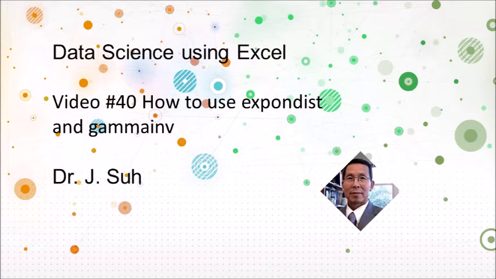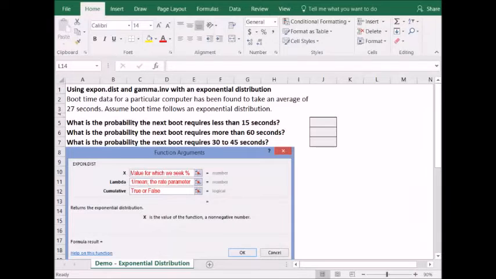This video demonstrates how to use the expon.dist and gamma.inv functions with exponential distributions. In this example, the boot time for a particular computer has been found to be 27 seconds on average. Assume that boot time follows an exponential distribution.